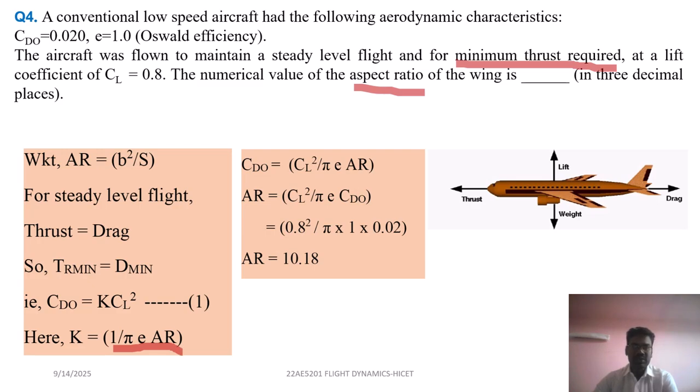So CD0 is equal to, in place of K, we can substitute 1 by pi e AR multiplied by CL square. So CD0 is equal to CL square divided by pi e AR. Here we have to find AR, the aspect ratio. So AR can be written as CL square divided by pi e CD0. This is the formula we are going to use for finding the value of AR. Then it is direct substitution. All the values are available in the problem, so we can substitute and find the answer. That is AR is equal to 10.18. So this is the aspect ratio value.